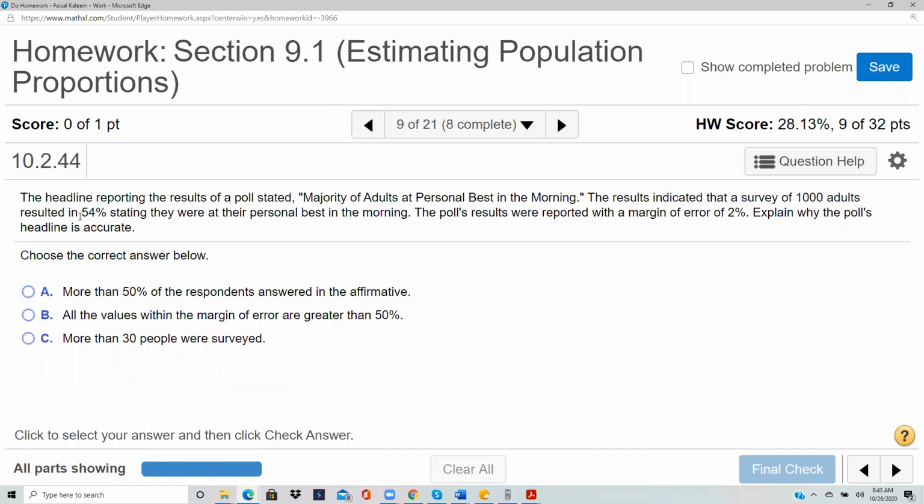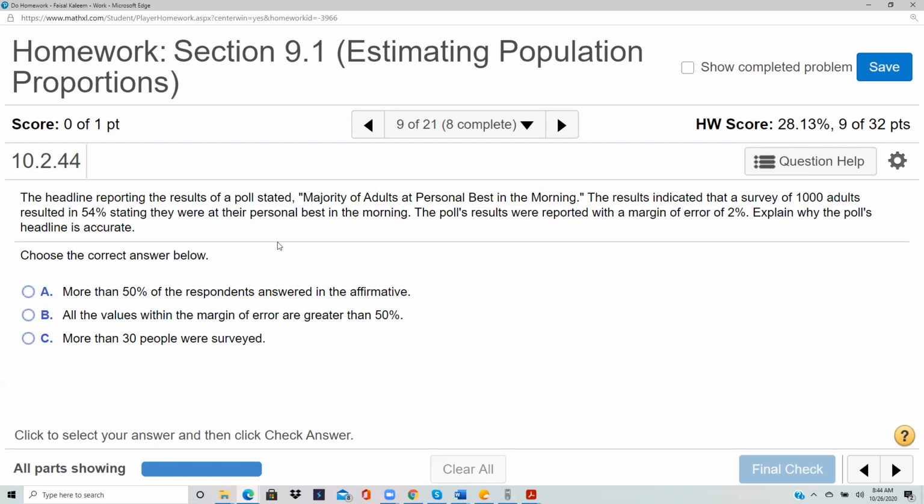So 54% was the value for the sample. And if the margin of error is 2%, you add and subtract 2% from 54%. So you get 52% and 56%. So what that means is that we can be confident that in the overall population, between 52% and 56% are at their personal best in the morning.